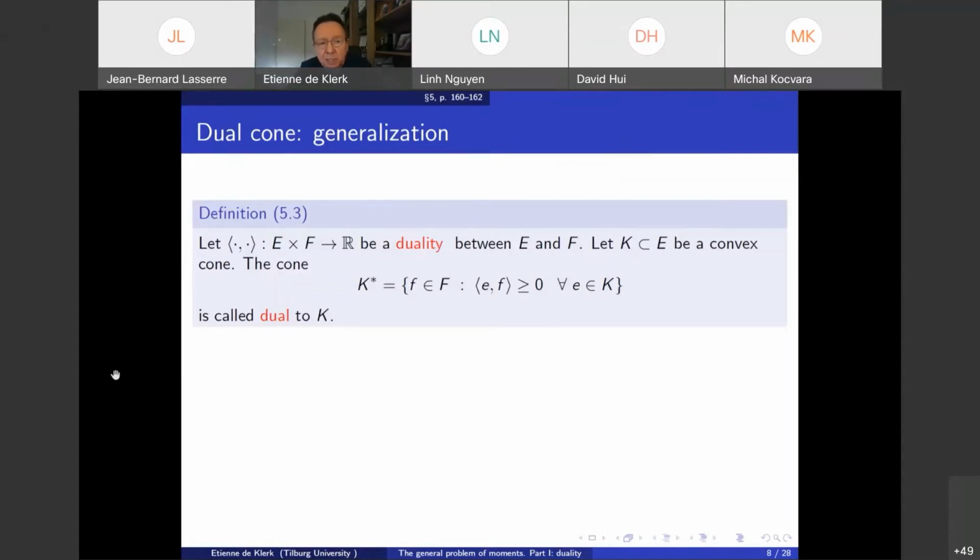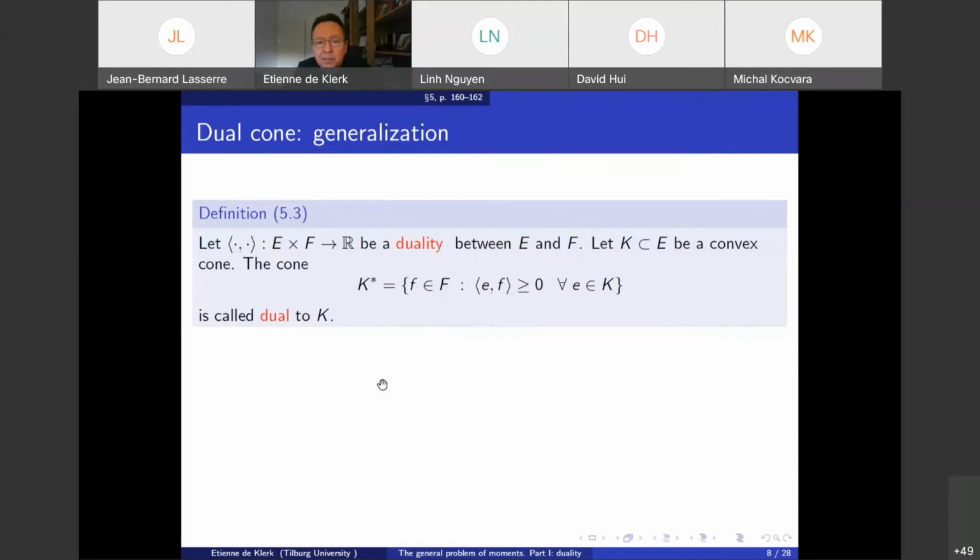But now again, we are going to generalize this a bit by working with different spaces. So instead of having an inner product, we have a more general duality between two vector spaces E and F. And then we have a convex cone, K, that belongs to E. And then the so-called dual cone, K star, is a convex cone that belongs to the vector space F, consisting of all the f's that have non-negative duality: if you evaluate the duality of f together with any e from K, the result is a non-negative number.